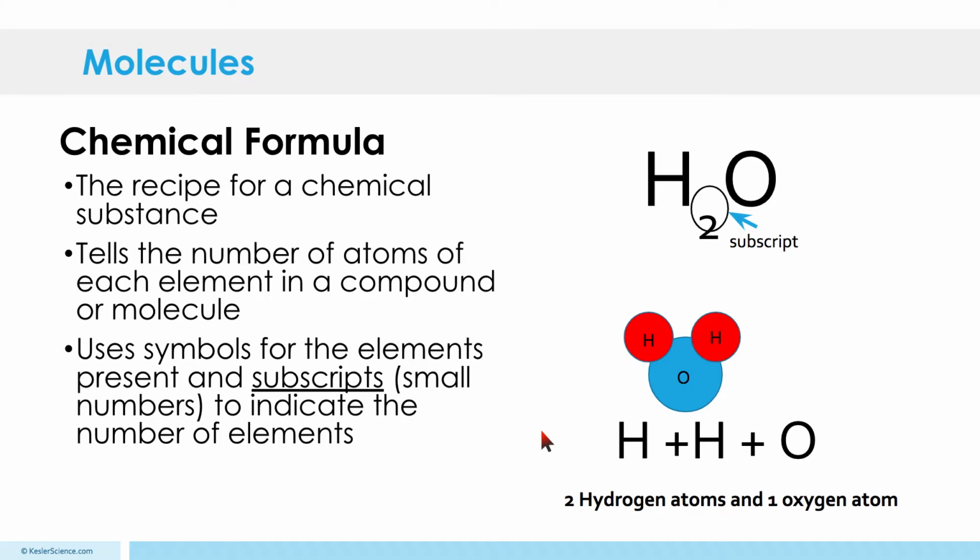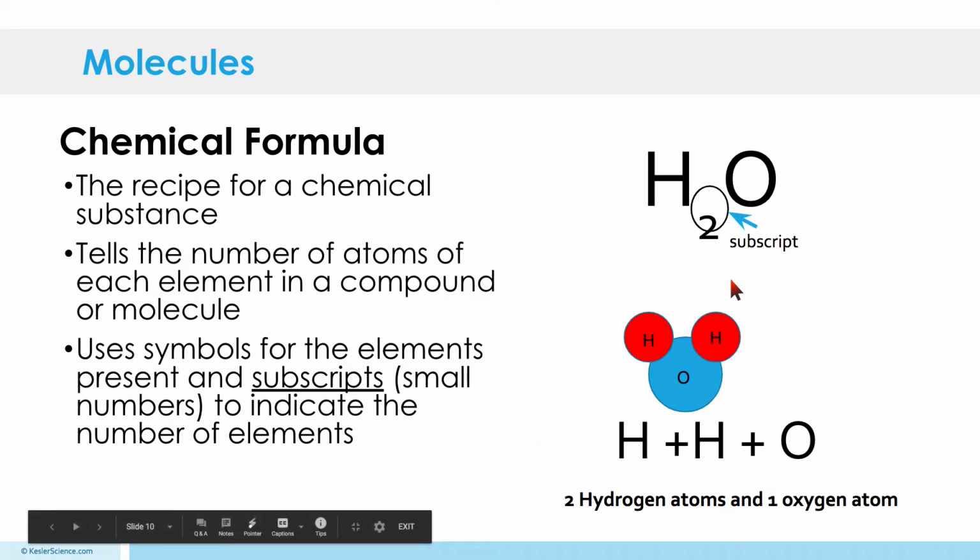This is very testable. So understand that all the information a chemical formula gives you is the number of atoms of each element in a compound or molecule. That's what a chemical formula does. It uses symbols for the elements present and subscripts to indicate the number of atoms. So in this case, H2O: 2 hydrogen atoms, 1 oxygen atom.